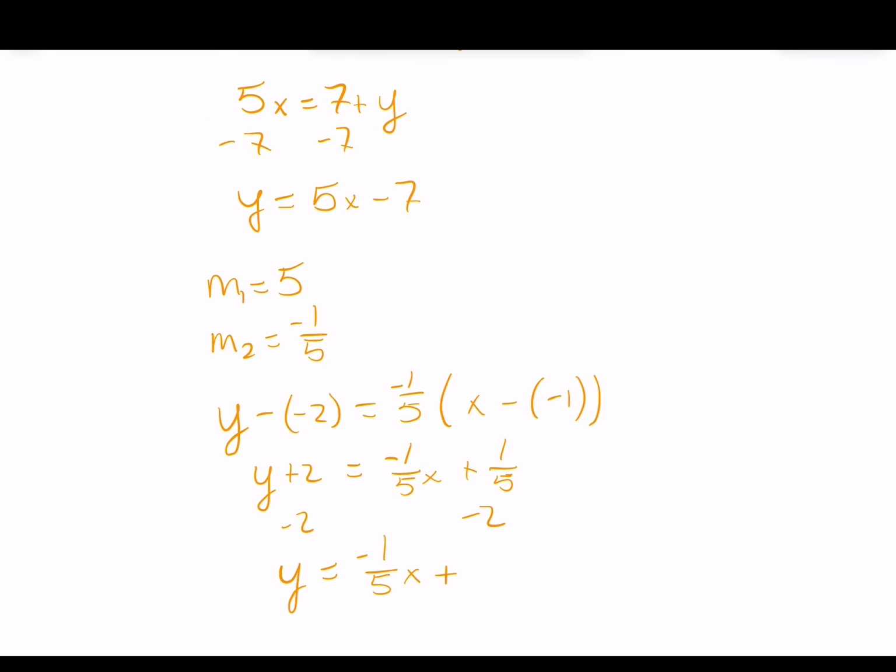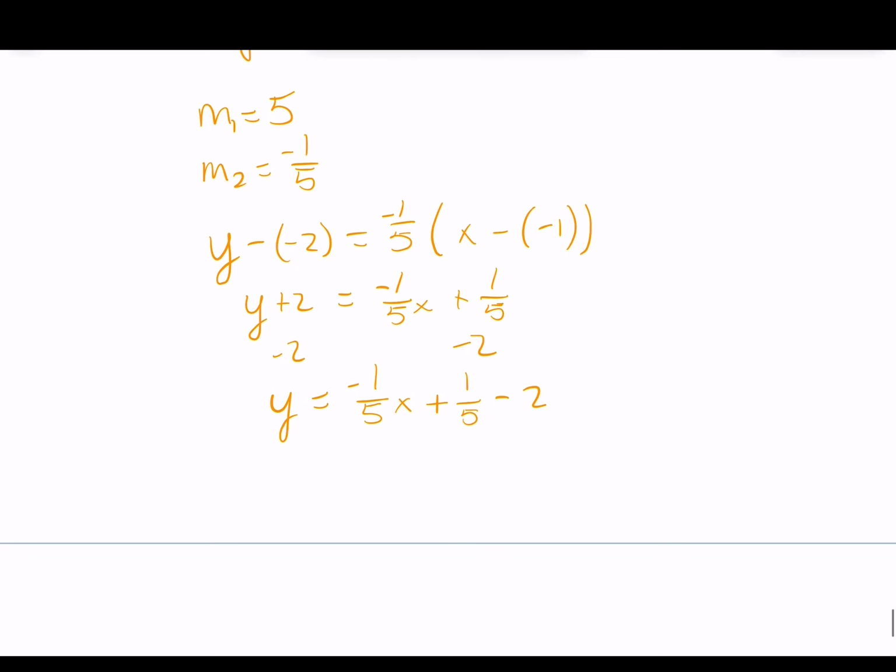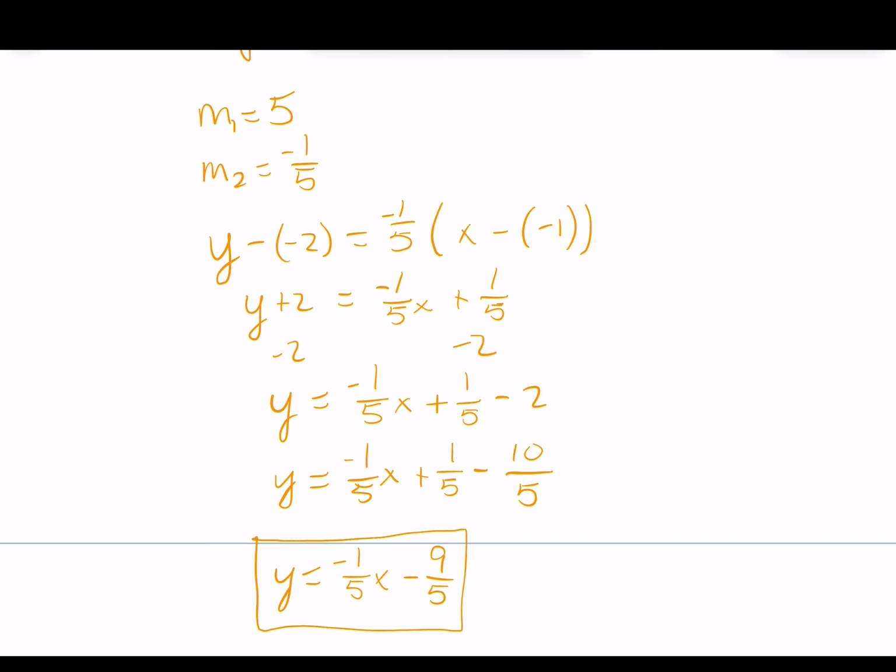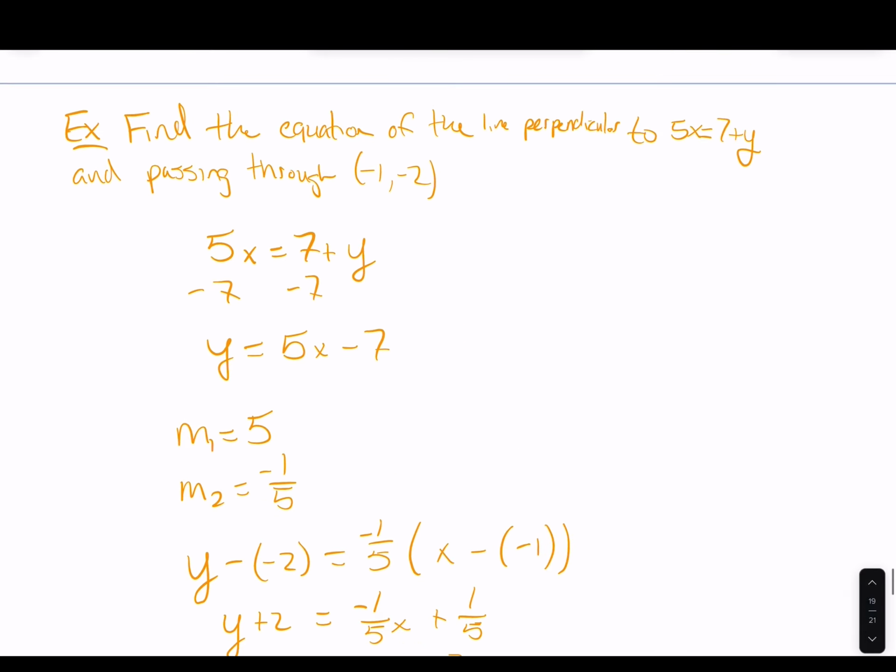So we have plus 1/5 minus 2. And we can rewrite that in terms of fifths so we can have a common denominator. And so we would multiply it by 5/5, so -10/5. So our final answer is y is equal to -1/5 x plus 1 minus 10 is -9/5. So that's the line that is perpendicular to our original line that goes through the point -1, -2.